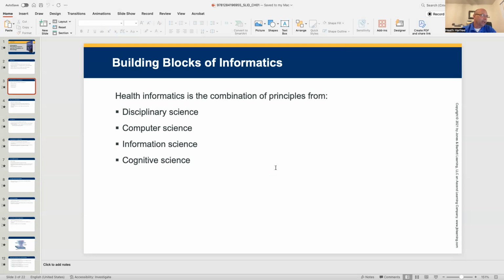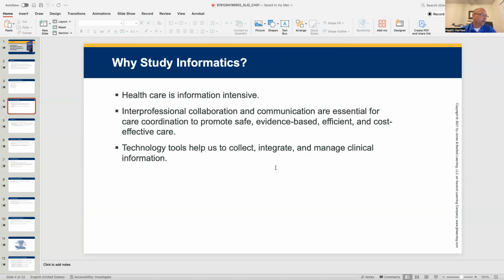Some of the building blocks of informatics: we look at disciplinary science, computer science, information science, and cognitive science. As a hint, these will be on a quiz and on an exam. And so you definitely, without question, want to know these four items. The ones that you're going to look at and probably use the most throughout your professional career, I would say, are going to be information science and cognitive science. You're going to be looking at data, you're going to be handling data, and cognitive science. That just goes without saying.